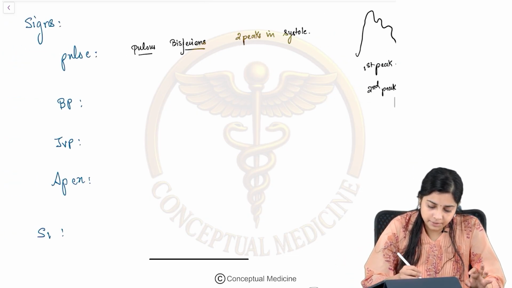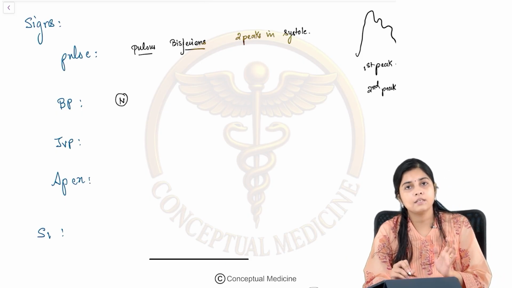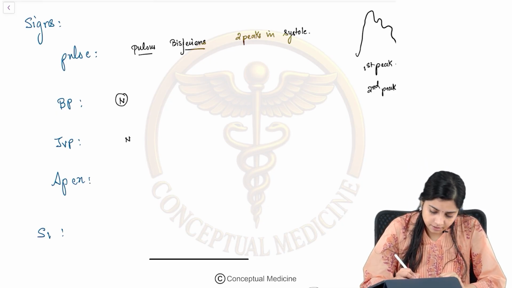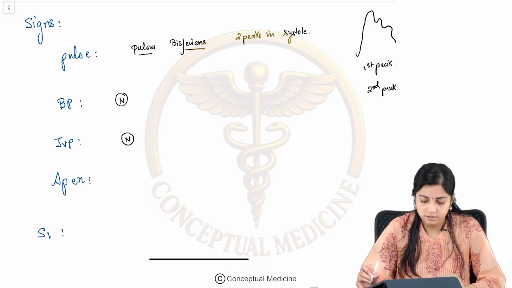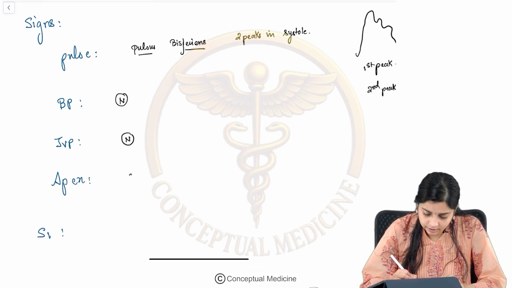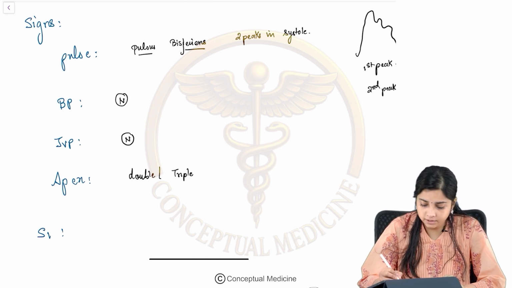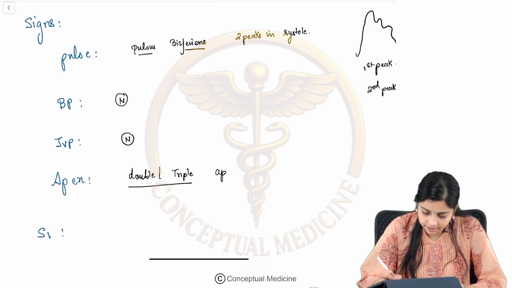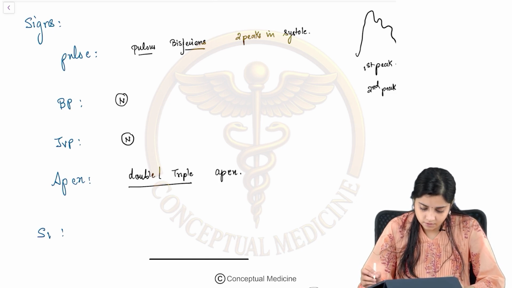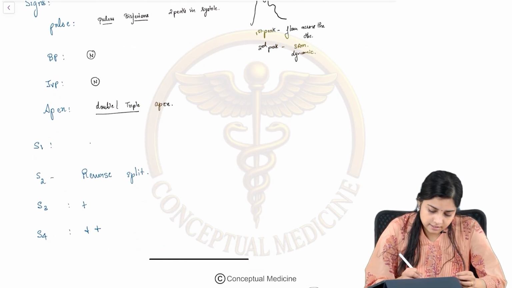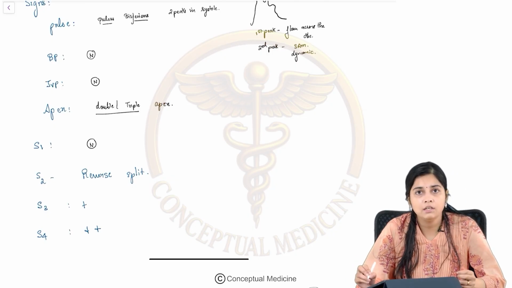Now, second, the BP. The BP is usually normal. In later stages, in syncope, the blood pressure can fall. The JVP is usually normal as well. Now, what happens to the apex? The apex can have a double or a triple apical impulse. Okay, now let us look at the auscultatory findings. The S1 is usually normal.